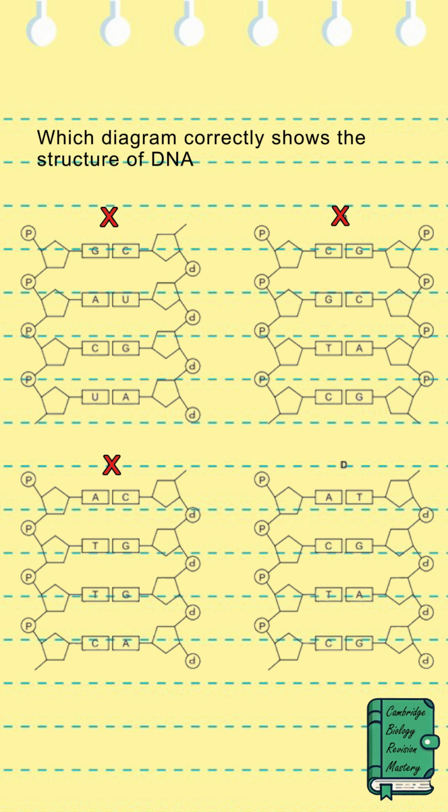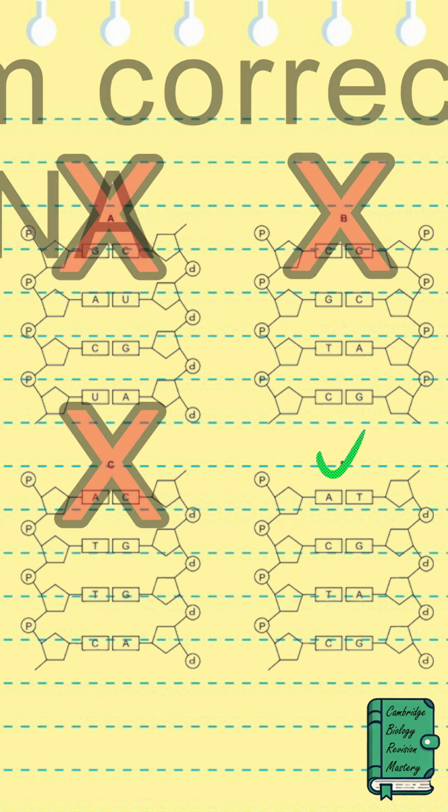That means we're only left with D as the correct answer. It shows correct base pairing, it has anti-parallel strands, and it doesn't contain any U, which wouldn't be found in DNA. D is the correct answer. Hopefully this helps you with your process of elimination during diagram questions.